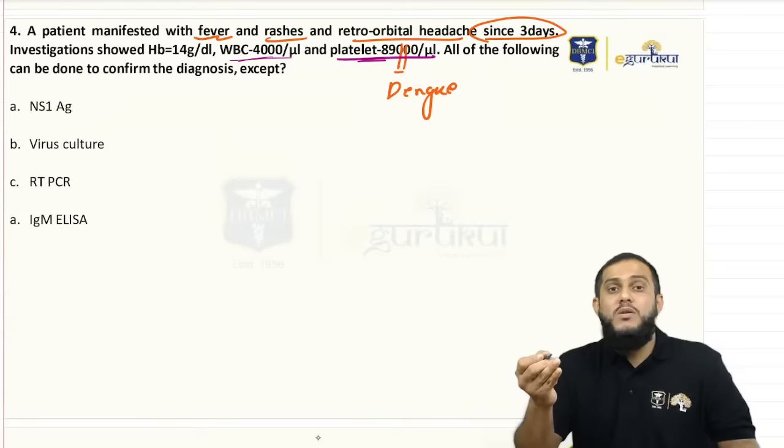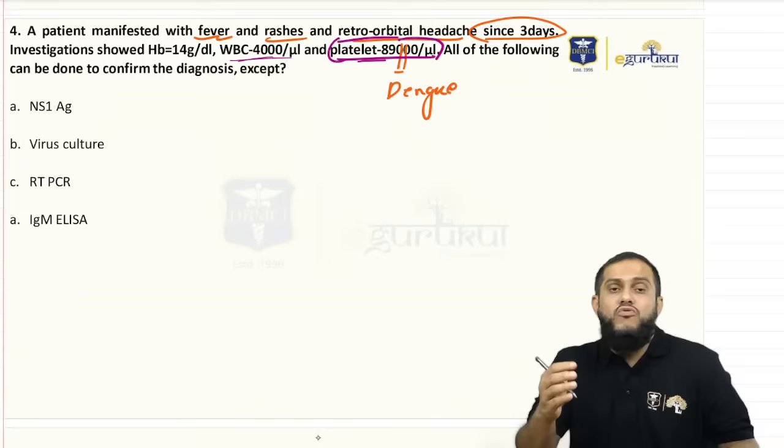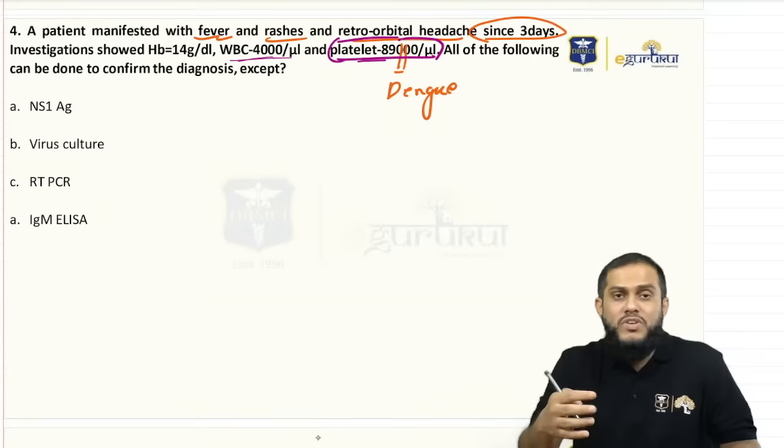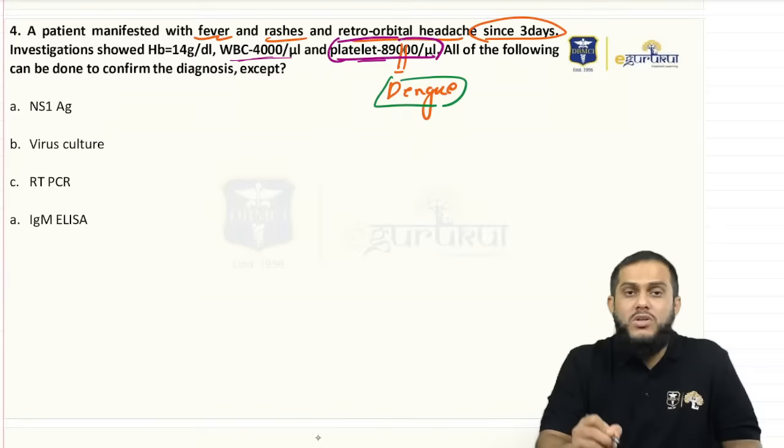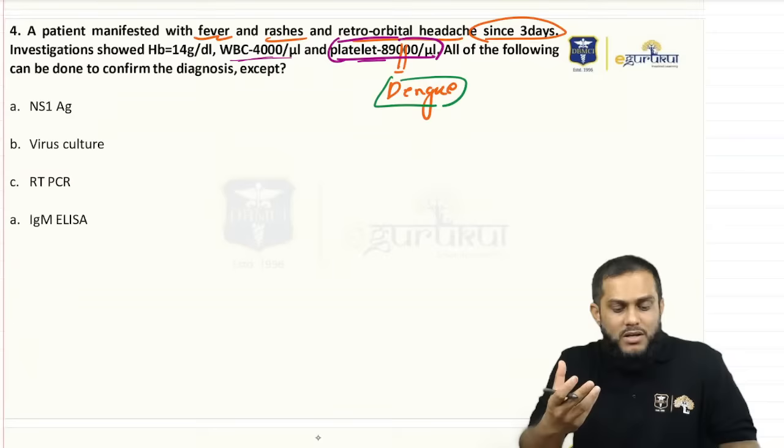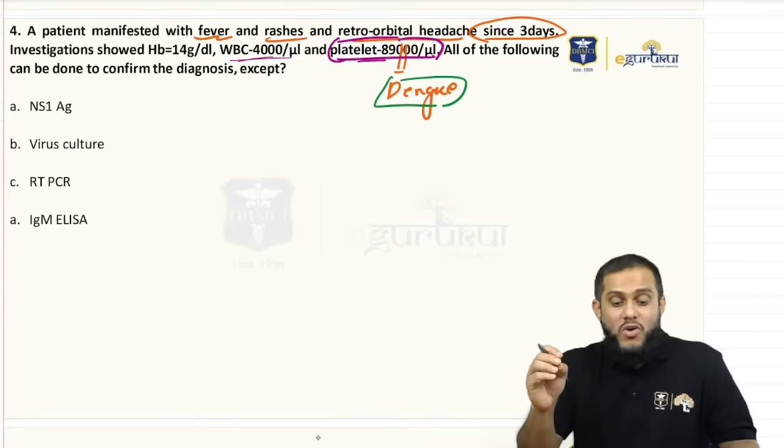See, the normal range of platelets is 1.5 to 4.5 lakhs. Here, less than 1 lakh is a reduction in platelets, which also says probably dengue. Clinically it is dengue, and with platelets also you can say it is dengue. All of the following can be done to confirm the diagnosis, except. Clinically we are suspecting dengue because of retroorbital headache and the preliminary lab investigations. Because the platelet count is low, we can say it is probably dengue, but to confirm, we have to prove the presence of the organism or antibody.